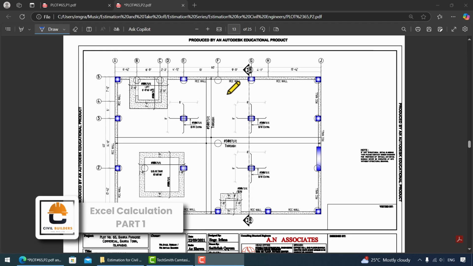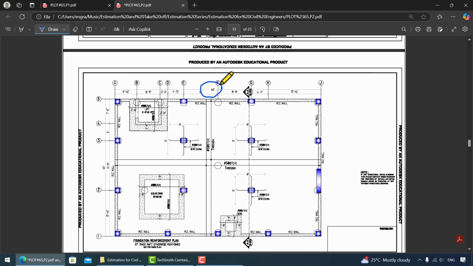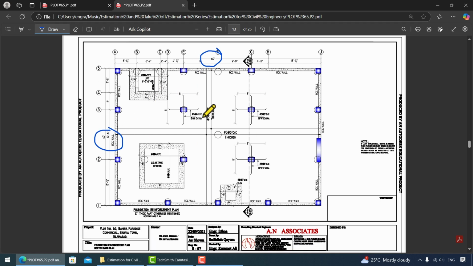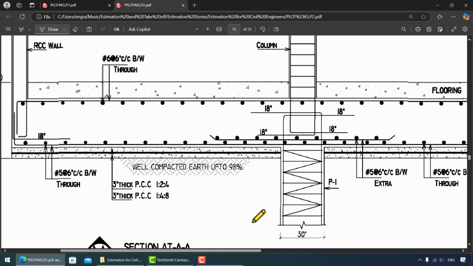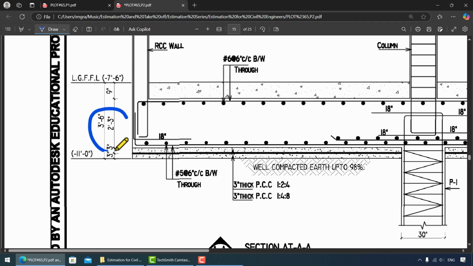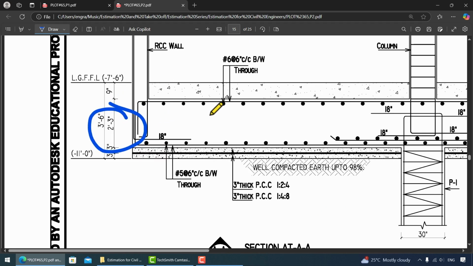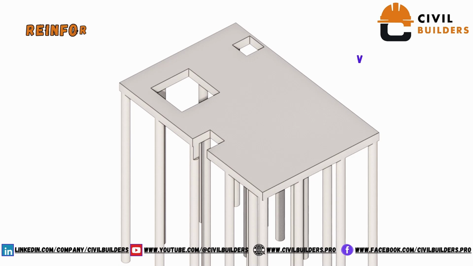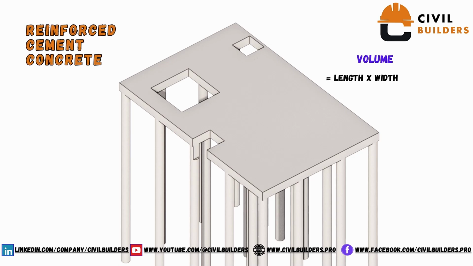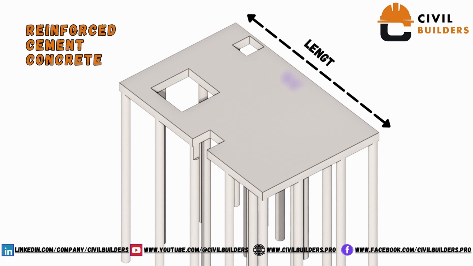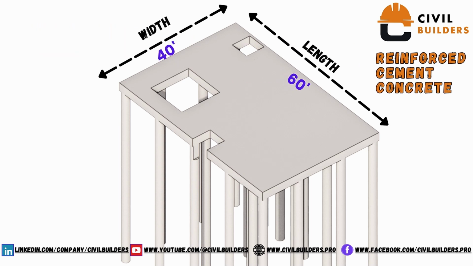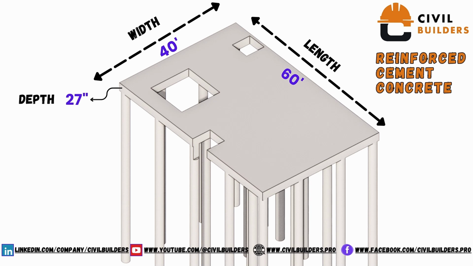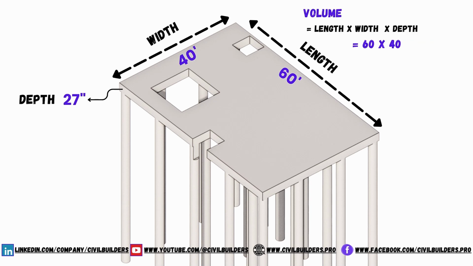First, navigate to the floor plan and mark the length and the width, that is 60 and 40 feet, from this floor plan. And for depth, navigate to the section and mark the dimensions, that is 27 inches for this RC floor. To perform the volume calculation, we need to multiply length, width and depth. As the length and the width are 60 and 40 feet respectively, which we have extracted from the drawings, whereas the depth is 27 inches. So by inputting all these values in the formula, we get the required volume.